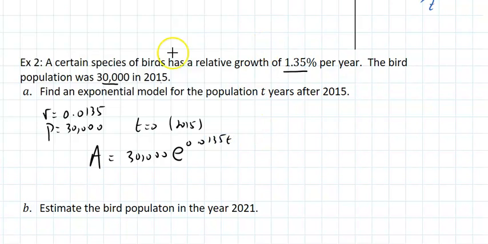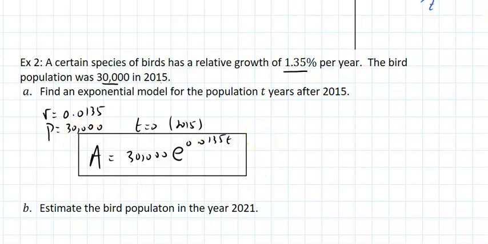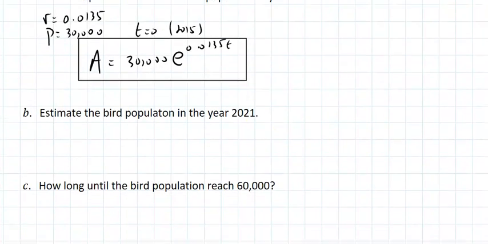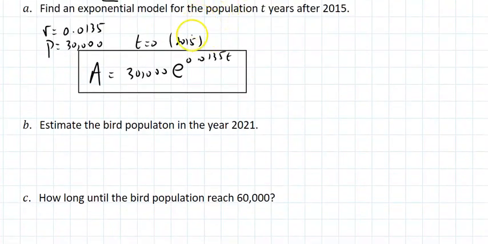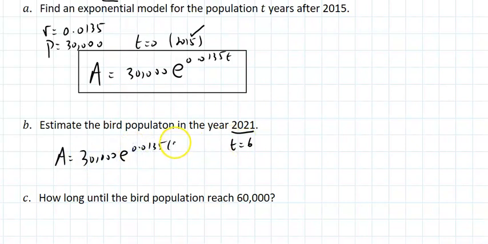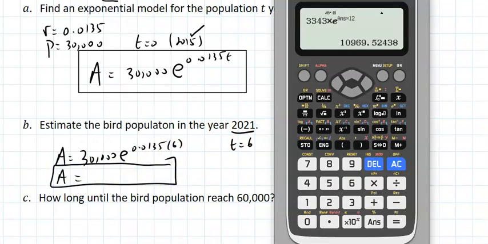Got it. Nothing to do. In the previous problem, I had to find all of those. Here it's given. Estimate the fish population in 2021. Well, it's kind of like your birthday. If you were born in the year 2015, by the year 2021, 6 years have lapsed. So A will equal 30,000 e to the 0.0135 times 6 years, and that will tell you what is the population right now.